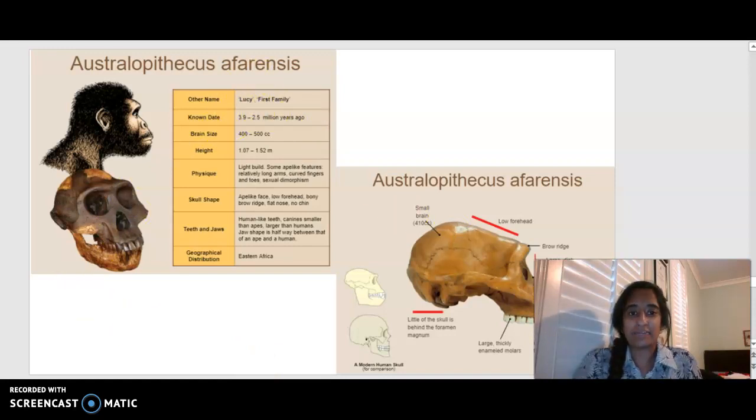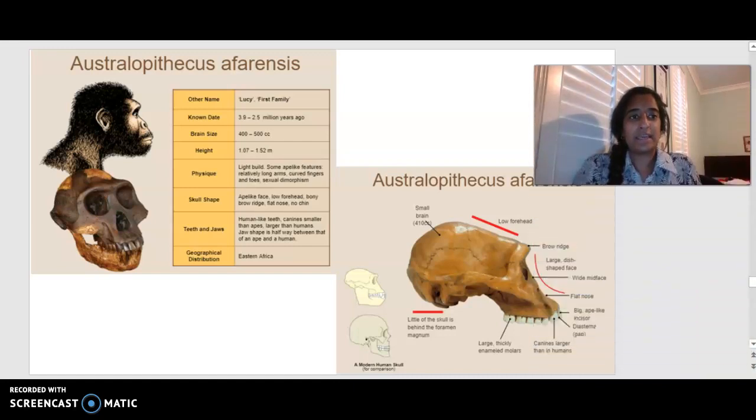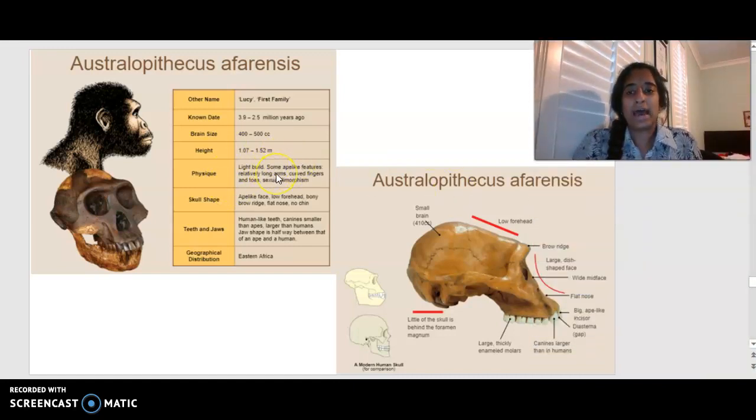So if we make a start looking at Australopithecus afarensis, you may be familiar with Lucy as an example of Australopithecus afarensis. The physique you can see here was light built. Lucy had some ape-like features in terms of relatively long arms, curved fingers and toes, and still there was sexual dimorphism. In terms of the skull, there was an ape-like face, a low forehead, bony brow ridge, flat nose, and no prominent chin. In terms of their teeth, they were human-like teeth. The canines were a lot smaller than what apes had, but still larger than what humans have today. The jaw shape is sort of halfway between that of ape and our modern human.